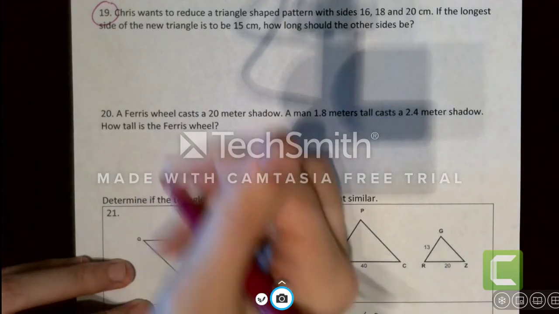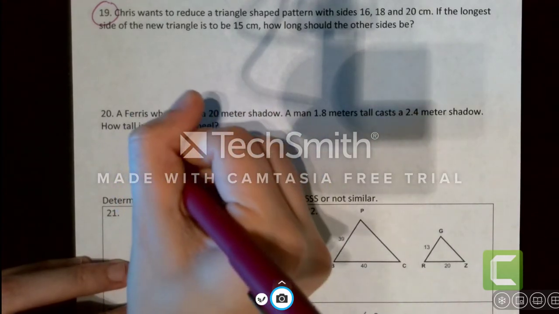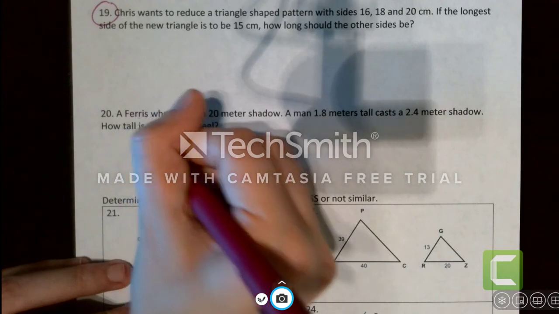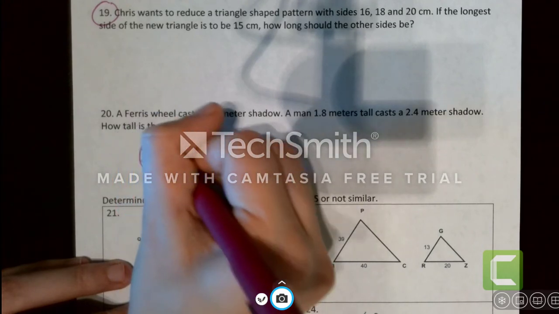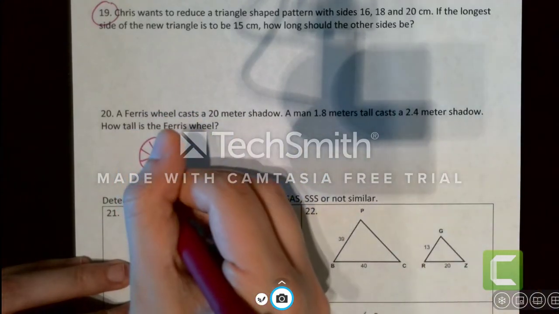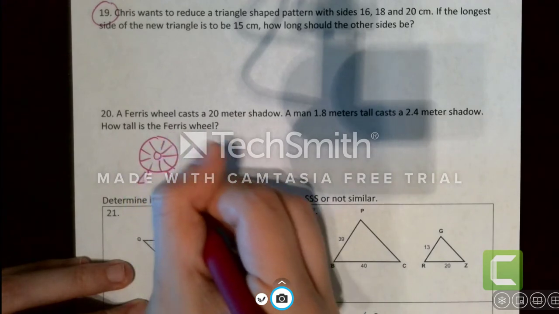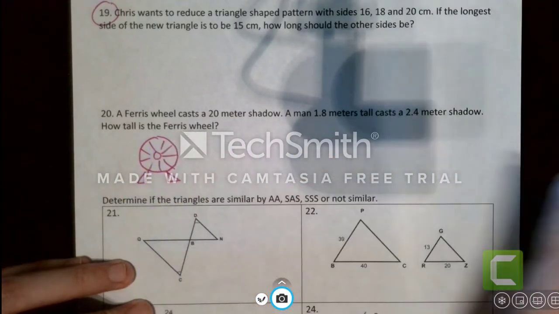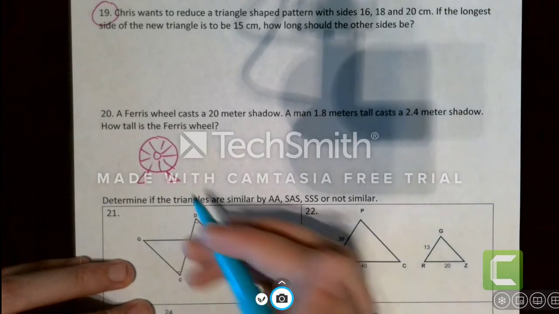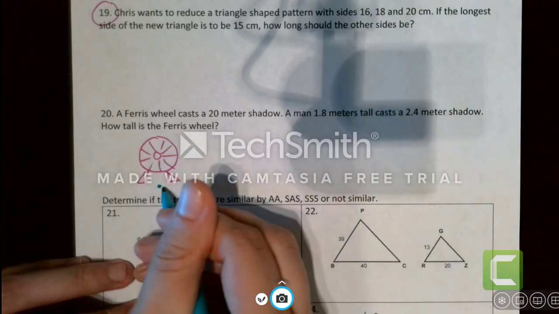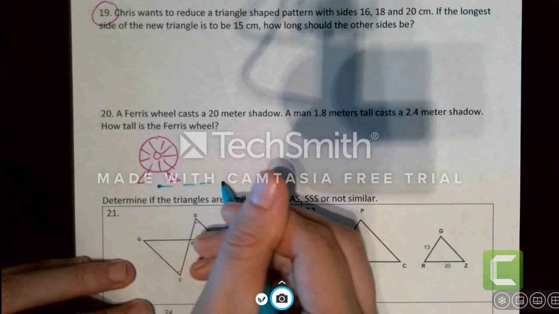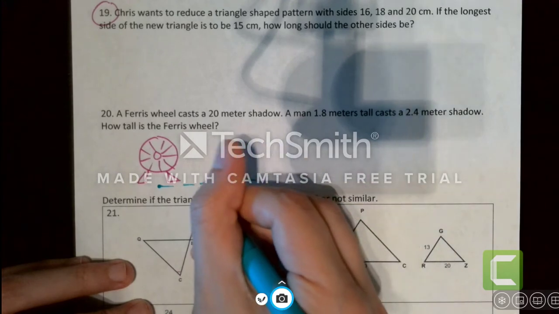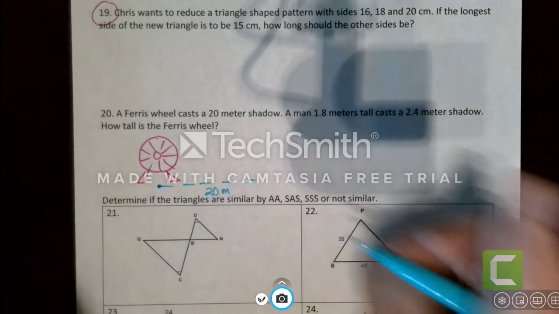So for number 20, I have a Ferris wheel. I'm going to draw a little Ferris wheel right here. Geometry can be art class when we really want it to be. And on this Ferris wheel, it casts a 20-meter shadow. So I'm going to say starting from here, it's casting a 20-meter shadow.